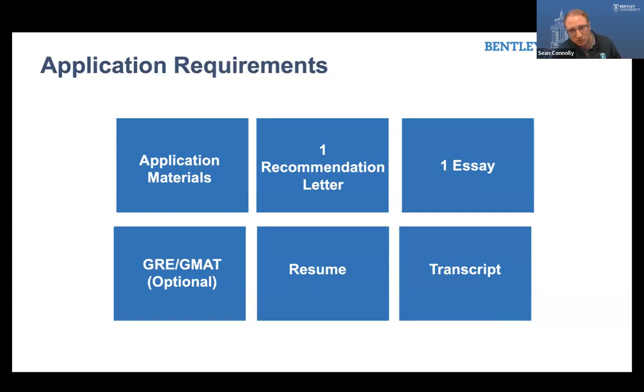With the transcripts, we do require a resume as up to date as possible, please. We do also require a letter of recommendation. There is going to be a prompted essay on the application as well.